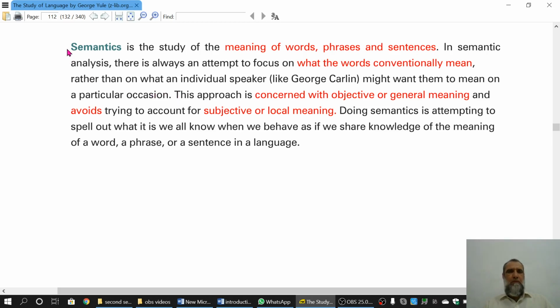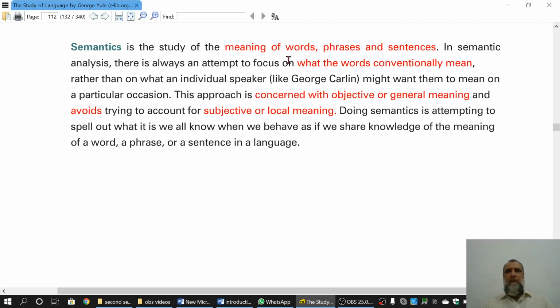Let me give you some idea about what is meant by semantics. Semantics is actually the study of meaning. In brief, we can say it is the study of meaning. But it is the study of meaning of words, sometimes the meaning of phrases, and then the meaning of sentences.